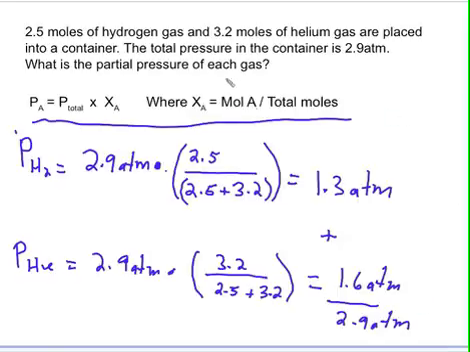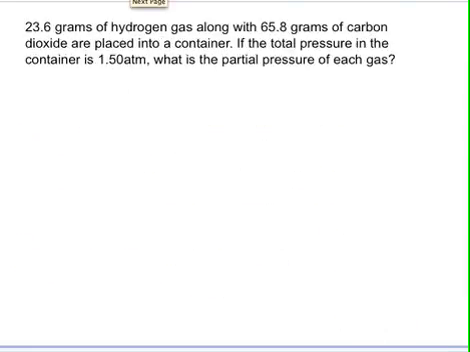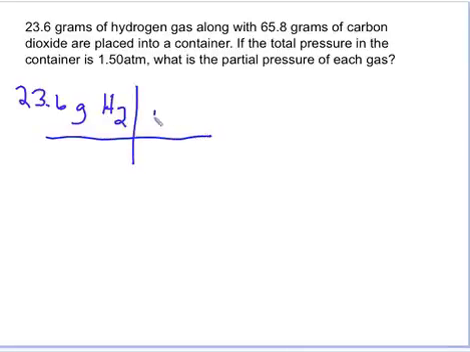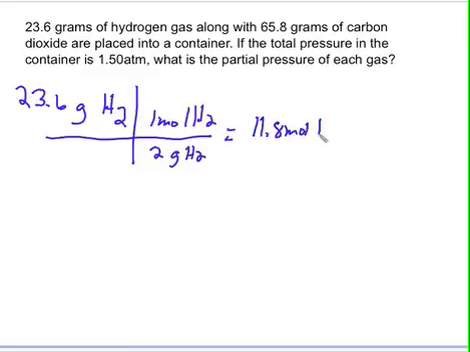Okay, so that's one type of problem where you're given moles and you're trying to find the partial pressure of each. A second type of problem is where they don't give you moles, but they give you some other unit, such as grams. And so the thing that you'd have to do is say, well, hey, I could use that equation with the mole fraction, but first you've got to change to moles. So you'd start off with 23.6 grams of hydrogen. Remember that hydrogen is H2, and change that to moles. So 1 mole of H2 is equal to roughly 2 grams of H2, and if you do that math, you get 11.8 moles of hydrogen gas.